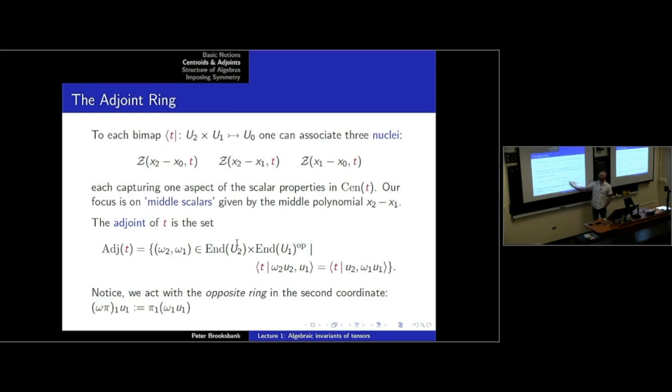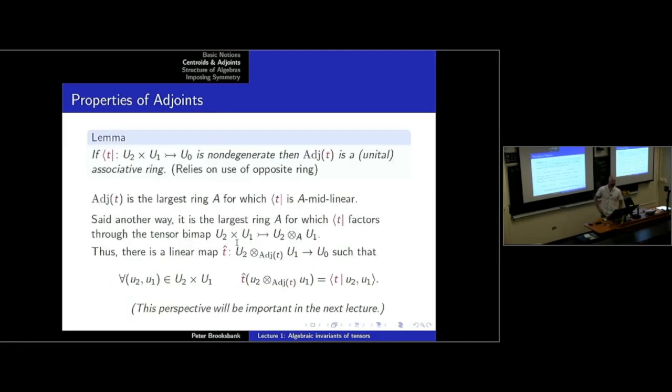And so to make this into an associative ring, we have to make sure that we act in the second coordinate by the opposite ring. Okay? So this is the action that you would get here in the omega 1 coordinate. So omega times pi, applied to u1, you switch the order of the operators. And if you do that, then what you end up with is an associative ring here. So some properties, just to record that fact, that it does indeed rely on the opposite ring.